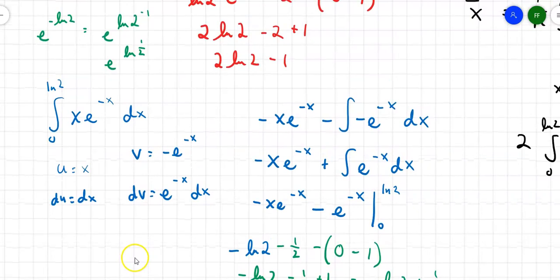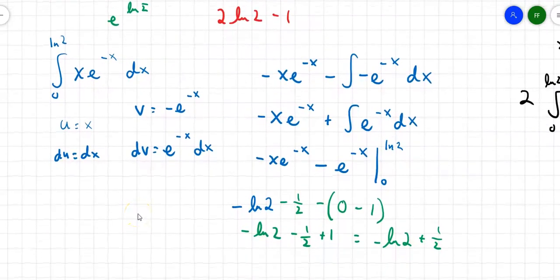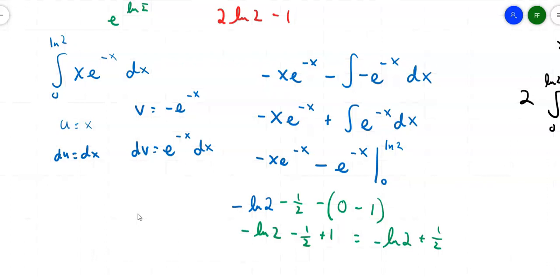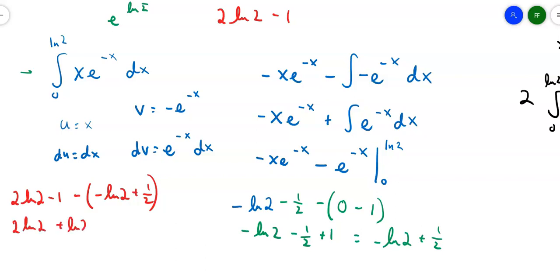All right, my red answer up there is the end of the previous problem. And remember, it's that minus this. So it's got to be 2 ln 2 minus 1 minus negative ln 2 plus a half. So 2 ln 2 plus ln 2 minus 1 minus a half gives me 3 natural log of 2 minus 3 halves.